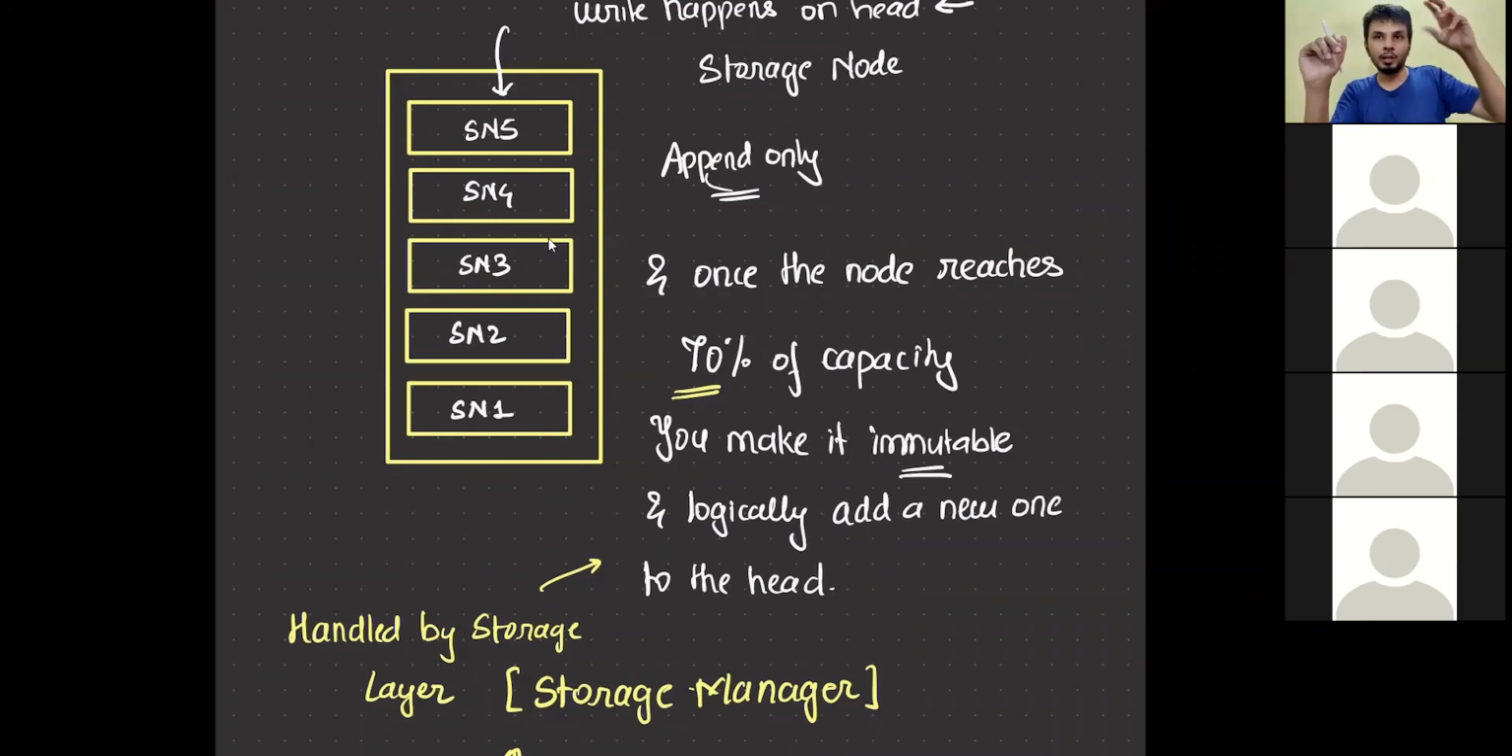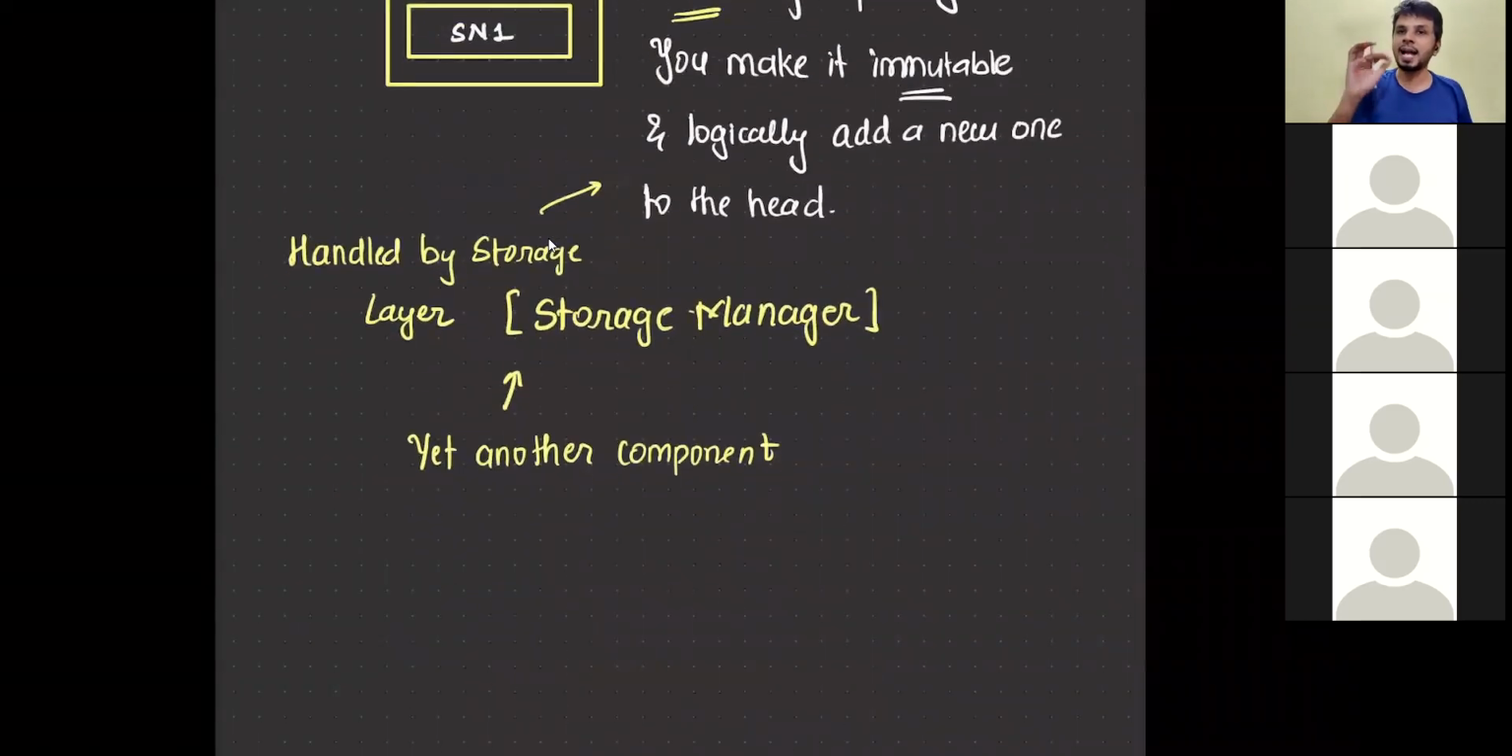This way, physically all 30 hard disks are present, but logically there might be just 5, and once 5 is filled, the 6th one is added. It is added at the head of the list. So now the writes start going to the head of the list. So this is handled. Logically adding a new one to the head is handled by the storage layer.